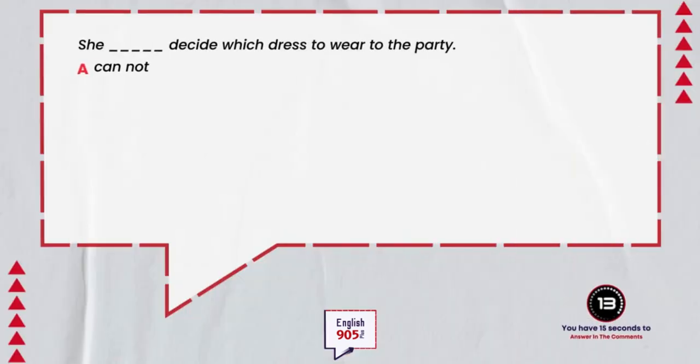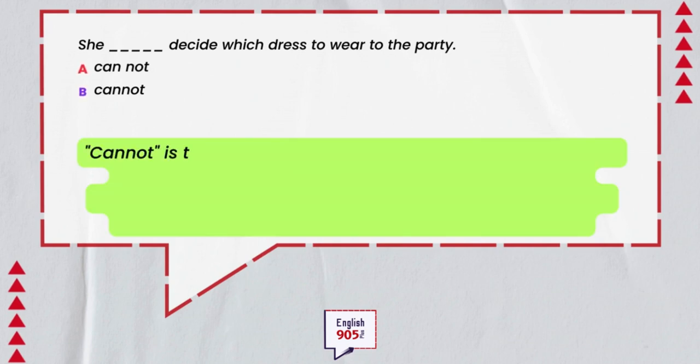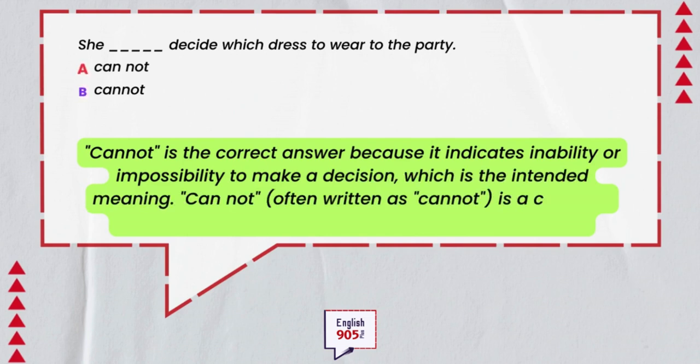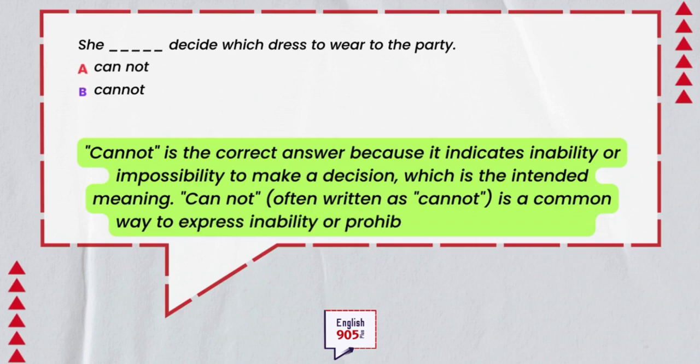A. She cannot decide which dress to wear to the party. B. She can not decide which dress to wear to the party. Which one is correct? Answer in the comments below. Cannot is the correct answer because it indicates inability or impossibility to make a decision, which is the intended meaning. Cannot, often written as one word, is a common way to express inability or prohibition in formal writing.